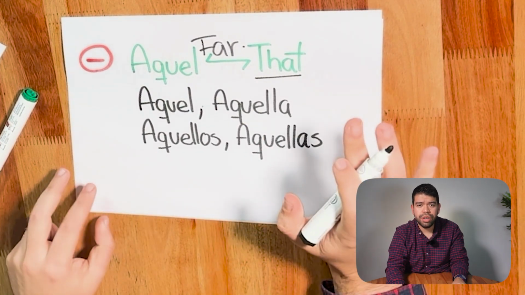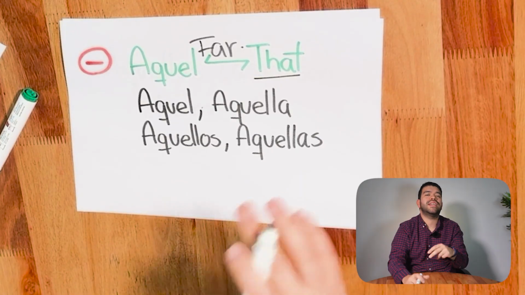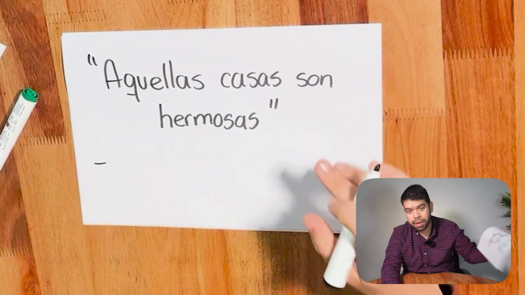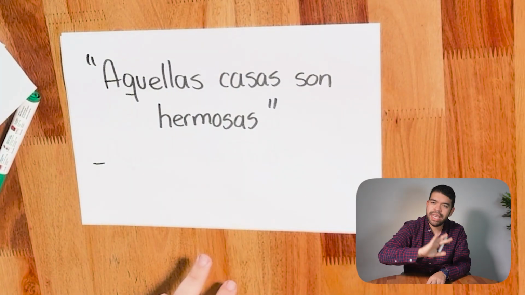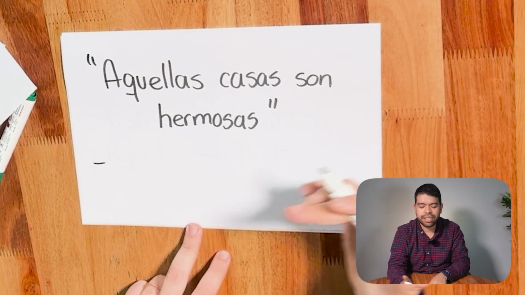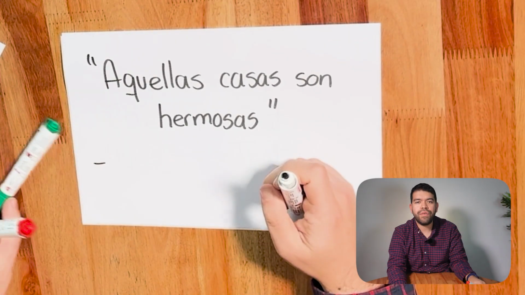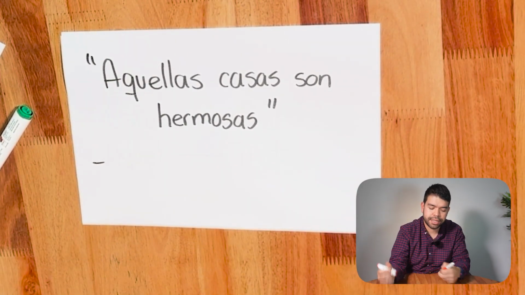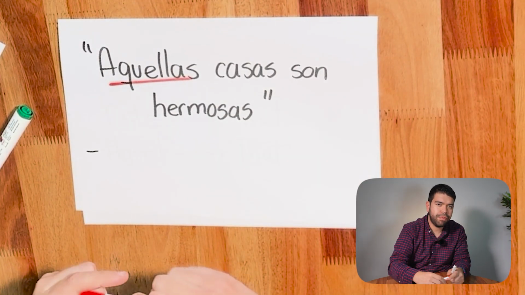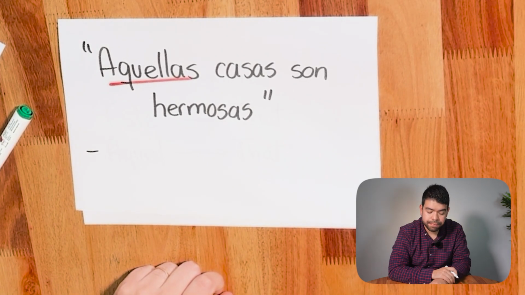For example, you're traveling, okay? You're in Madrid, enjoying the city. You see new places and you see beautiful houses ahead. All right? You see them right there on top and you can say, aquellas casas son hermosas. Those houses are beautiful. Beautiful houses. Aquellas casas son hermosas. See? Aquellas is the plural feminine form of aquel.